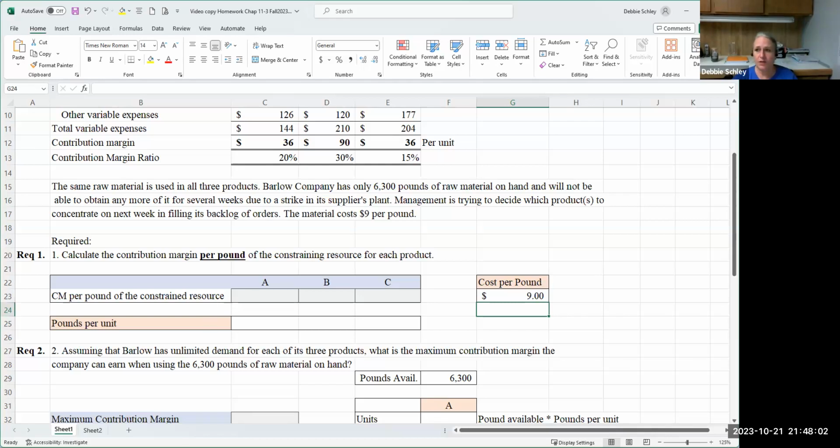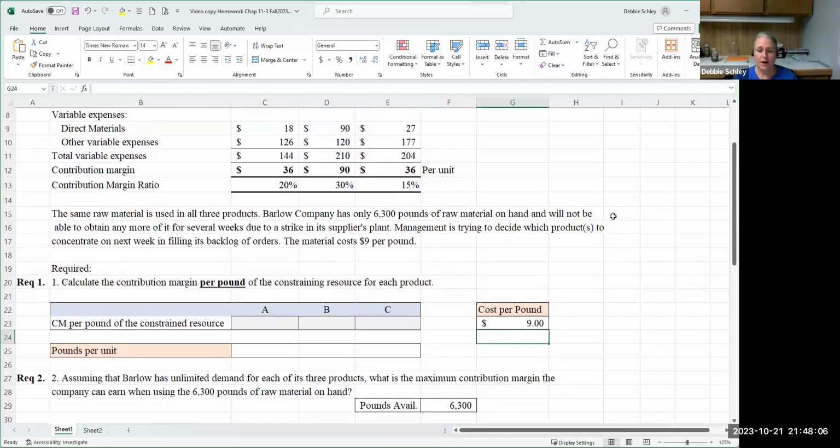So the first thing we're going to do is figure out how many pounds of the direct materials, because that's our constrained resource, it takes to make one unit of A, one unit of B, and one unit of C. Now, that's not the answer they're looking for, but we have to figure this out first to figure out what the contribution margin per pound is for each product.